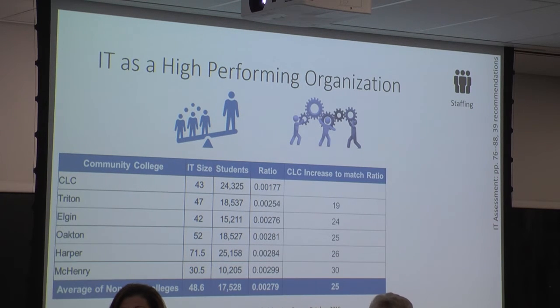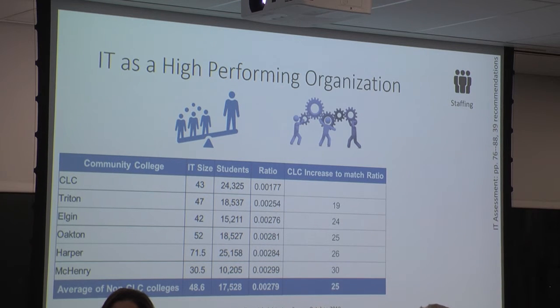In fact, if we took the average of those colleges, the IT organization here would have to grow 25 more people from its current 43 to achieve the average. And we don't want to be average. We want to be an Achieving the Dream college. We want to be an Aspen Award-winning college.